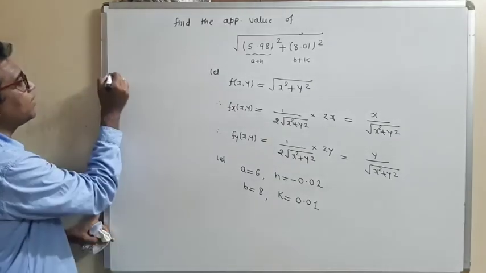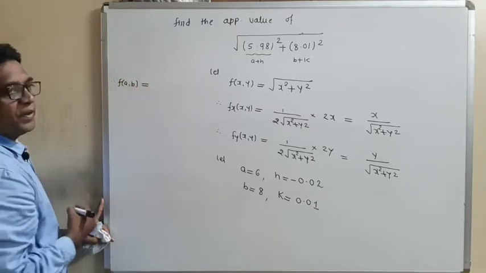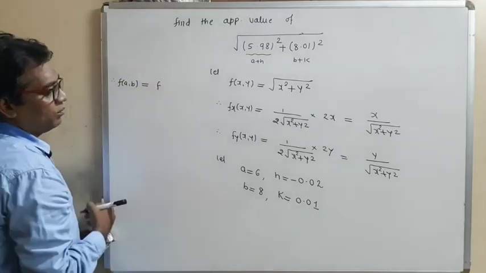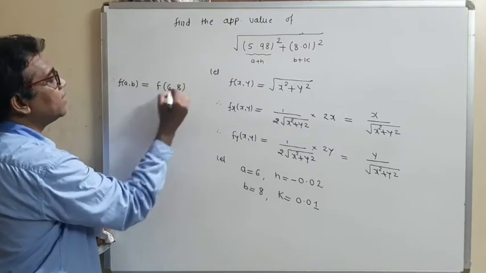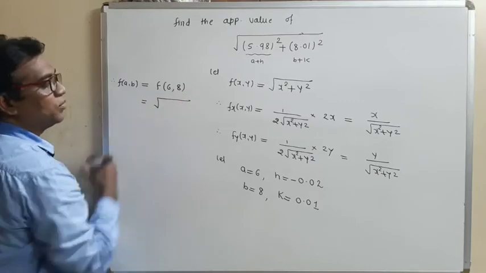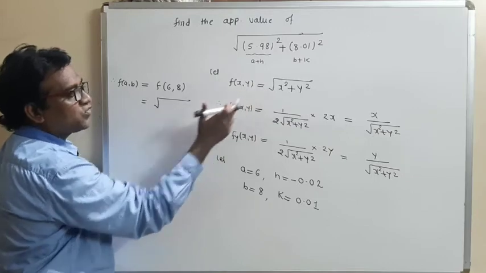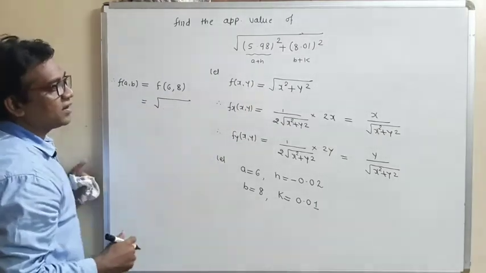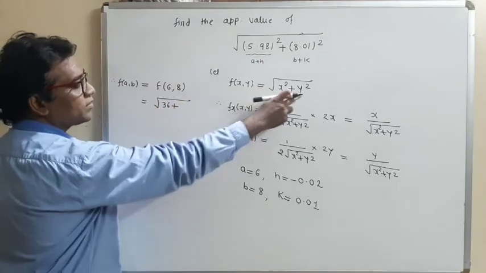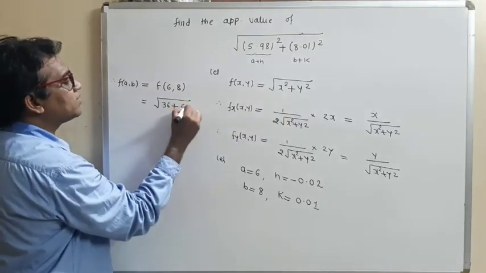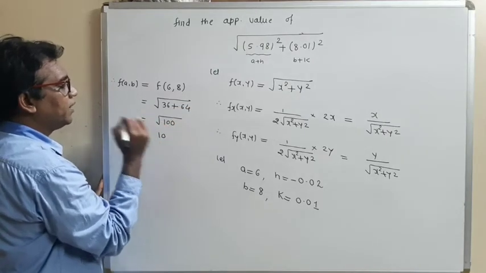So let us find the 3 functional values. Write down the first value: f(a, b) is equal to f(6, 8), where a is 6 and b is 8. This is under root. Now this is our function f, so from f(x, y) we want to find f(6, 8). This is under root of x square, which is 36, plus y square, 8 square, which is 64. So this is root of 100, and root of 100 is 10.